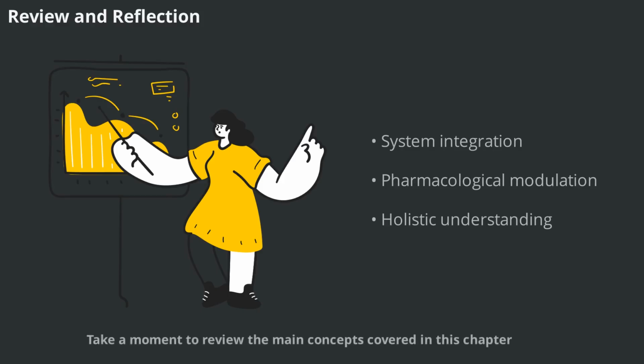Take a moment to review the main concepts covered in this chapter. Reflect on how the autonomic nervous system integrates with other body systems and how pharmacological agents can be used to modulate its activity. This holistic understanding will serve as a foundation for more advanced topics in pharmacology.